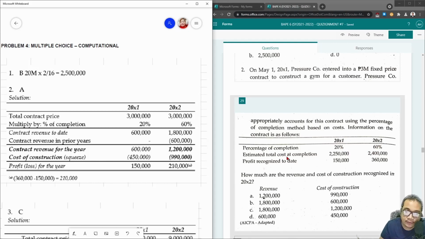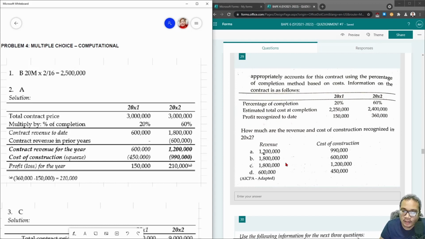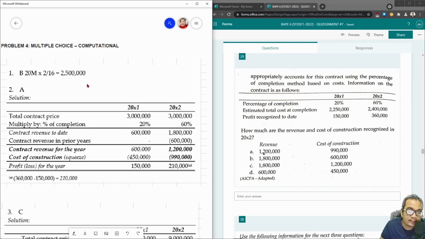60% naman yung na-complete for 20x2. Estimated total cost at completion, 2.25, 2.4. Profit recognized to date. So, ang tanong, how much are the revenue and costs of construction recognized in 20x2? So, basically, anong ganda gawin dito? Fill out mo lang yung table. Diba? Fill out mo yung table kung ano yung blanco, ay di squeeze mo.